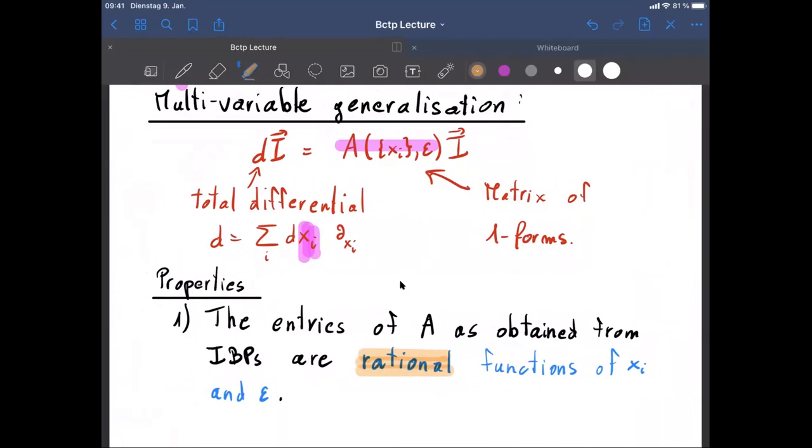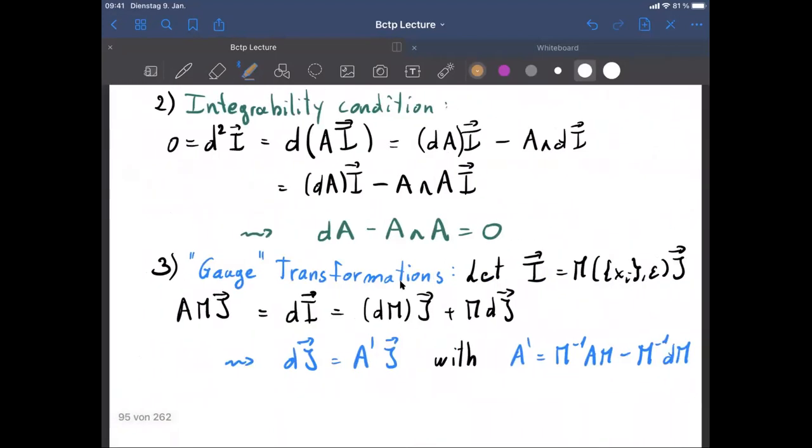So what else can I say about this matrix? Is the matrix somehow constrained? Let's look at point 2, what is called the integrability condition. We said that the square of a total derivative is always 0. So if I do d square I, this is like d of dI, but dI is A times I. Now I use the Leibniz rule, so I act with the derivative on A or on I. If you do it properly, the Leibniz rule here gives a minus sign. This has to do with the fact that it's antisymmetric and you need to reorder terms, and therefore you get a minus sign.